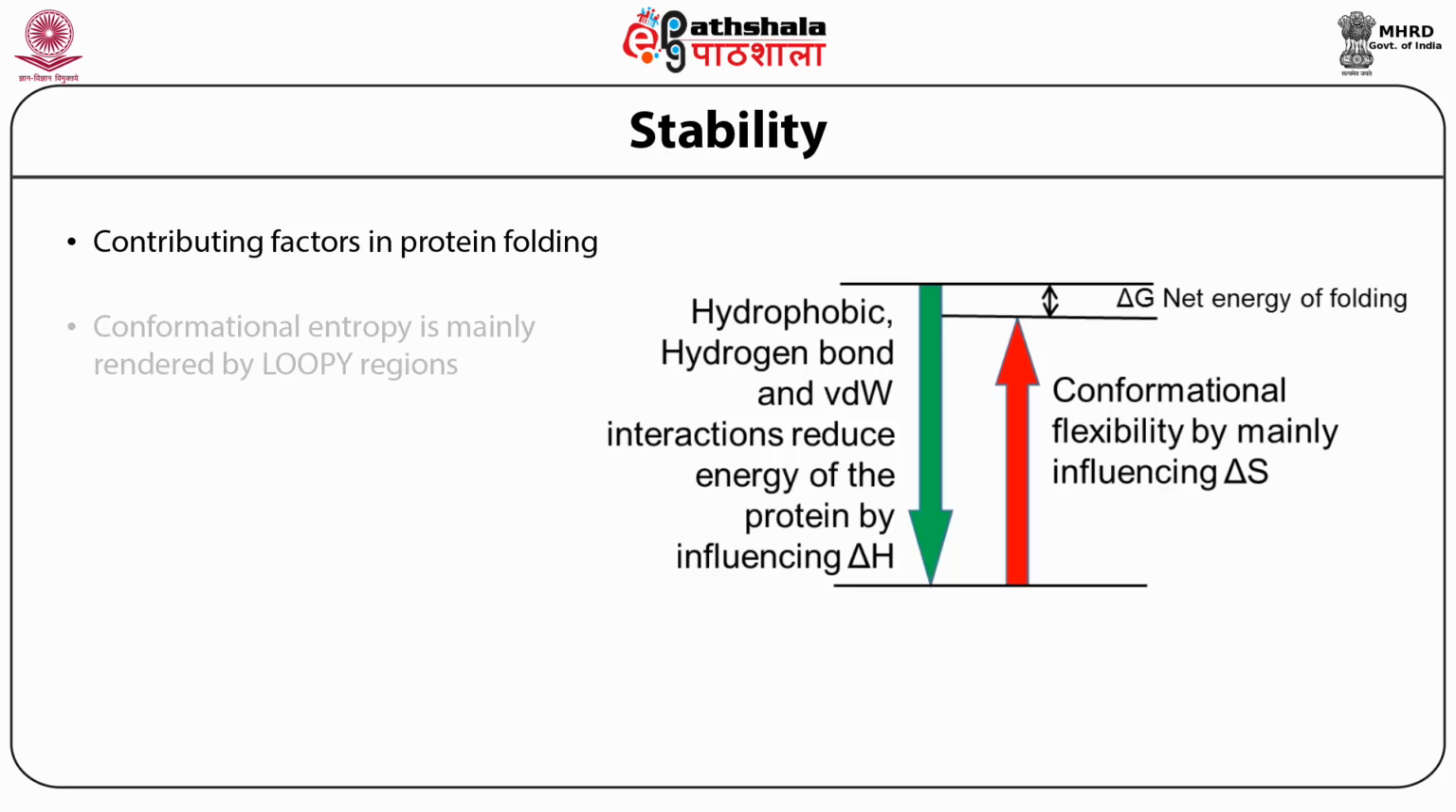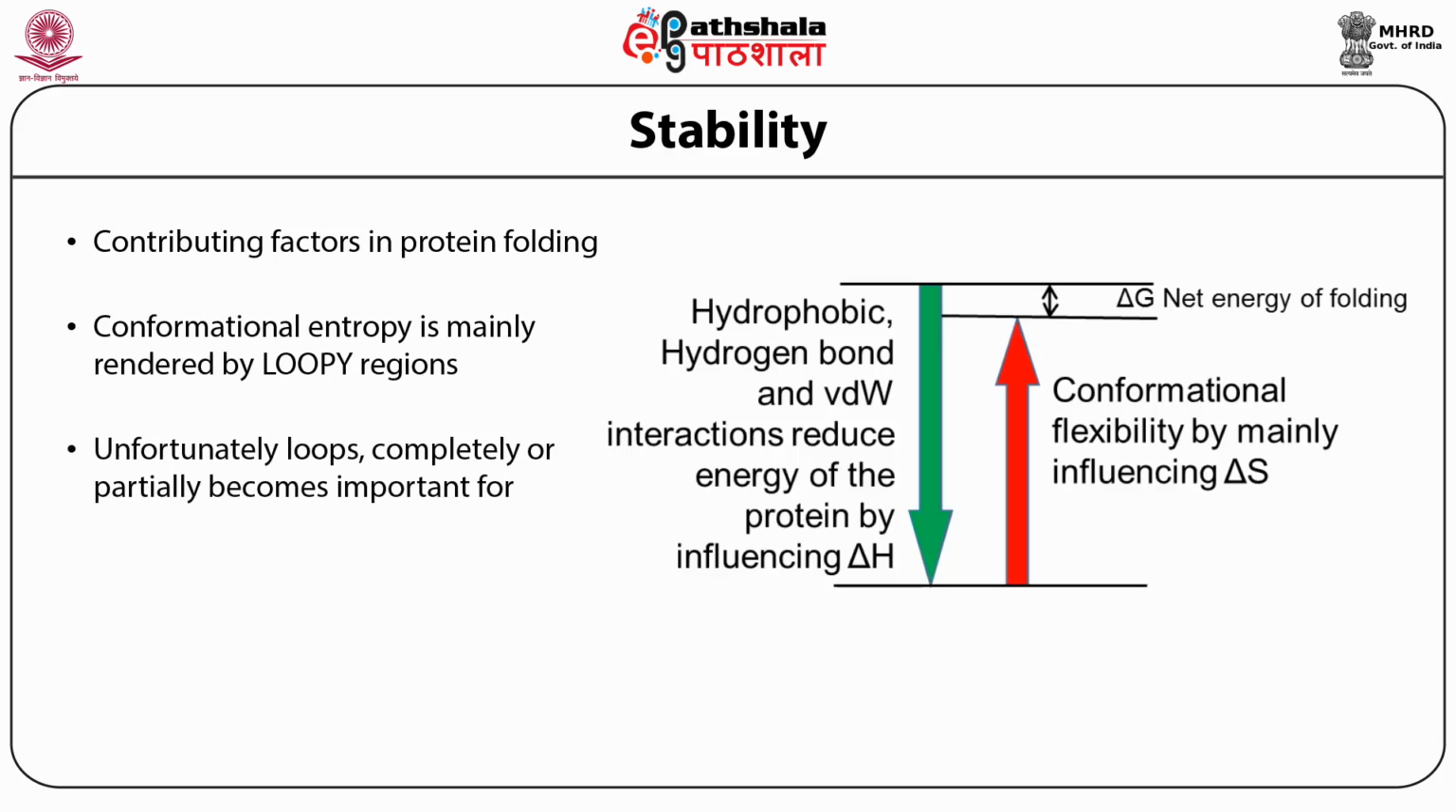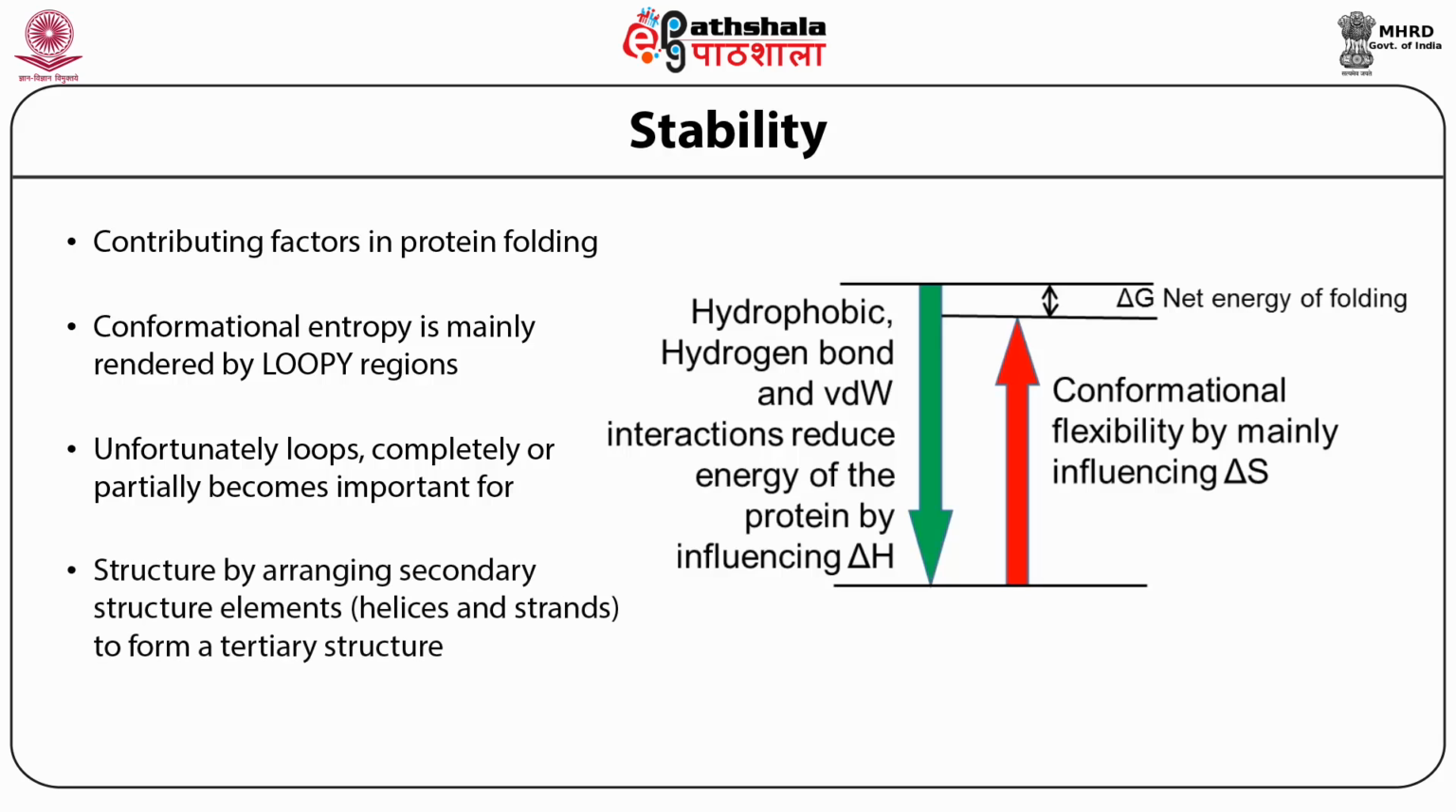And then conformational entropy is mainly rendered by the loopy region. But one thing I want to tell you, unfortunately, loops completely or partially become important for a structure by arranging secondary structure elements in their places. Like helices and strands, they have to come and form a tertiary structure. In addition to that, the same loops partially or completely become important for function also sometimes, because in many proteins active site residues are located at the loopy region.